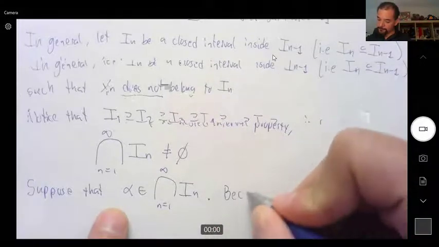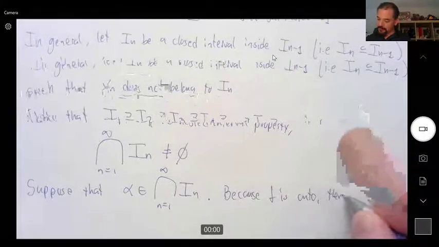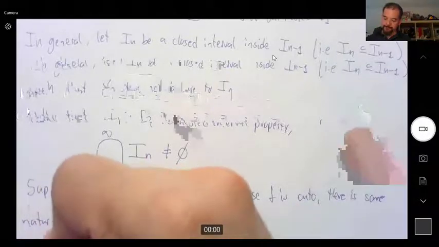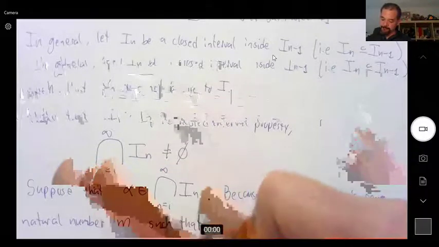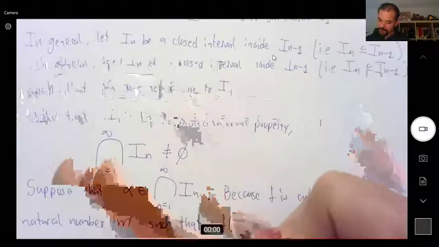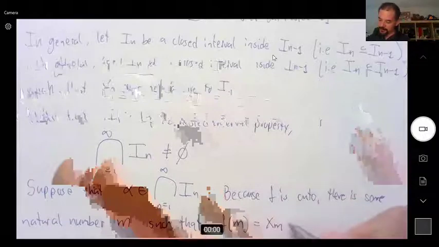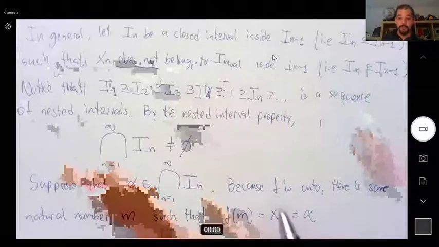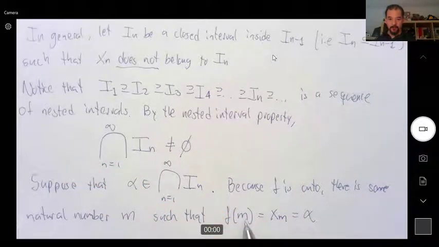So because f is onto, there is some natural number m such that f of m, which by the way we denoted as xm, equals alpha, right? So the function f is onto. That means somebody must arrow alpha, and this is the somebody. We're calling it m. So f of m goes to alpha.